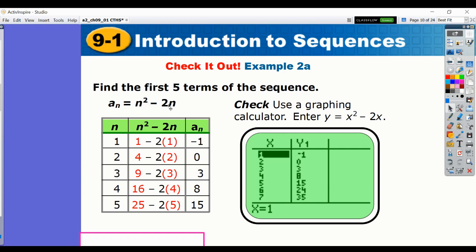So x squared minus 2x would go in your calculator, and then you can graph it. You can look at your table of values. If you look at your table, you can see all these same terms of your sequence. You can also see a visual if you graph it.